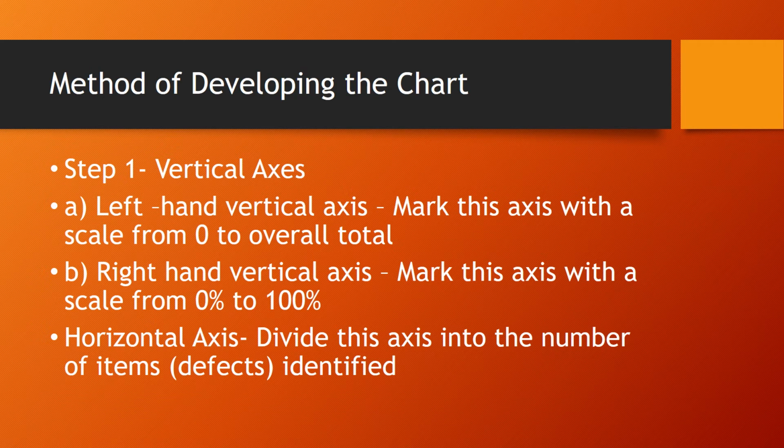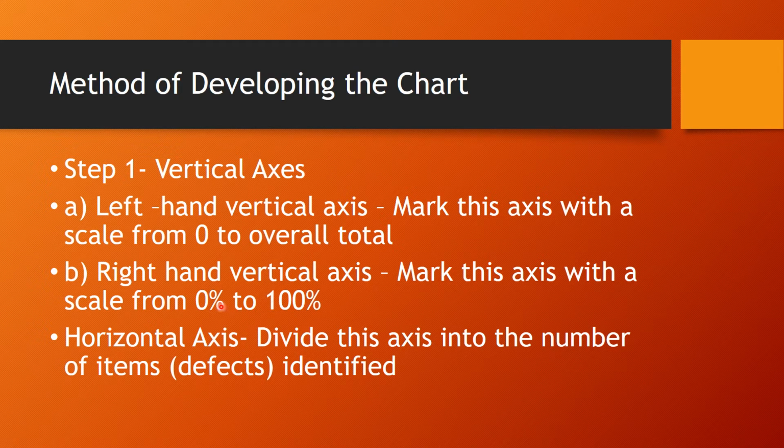In order to draw the Pareto chart, there is a methodology that we need to follow. We have to first identify the vertical axis. On the left hand side, one vertical axis is there that will be identified from a scale of 0 to the overall total. In our case, the overall total was 112, if you remember. Then, not only the left hand side, in a Pareto chart we have a right hand side vertical axis also. That we will mark with a scale of 0 to 100%.